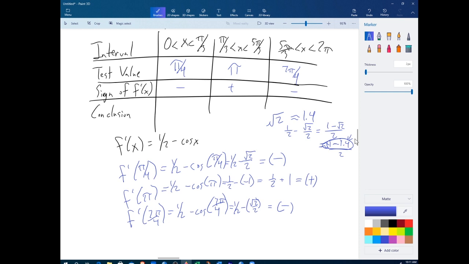Anytime it's a negative, I'm going to decrease. Anytime it's a positive, I'm going to increase.